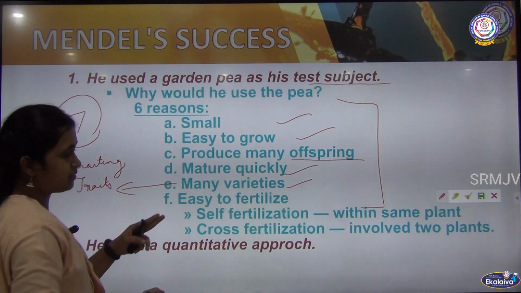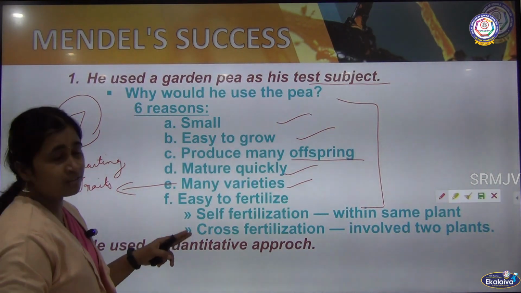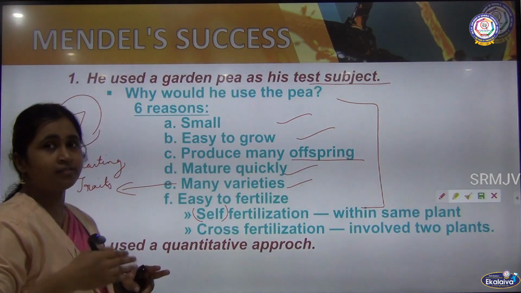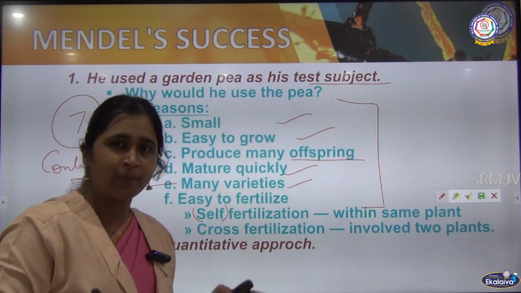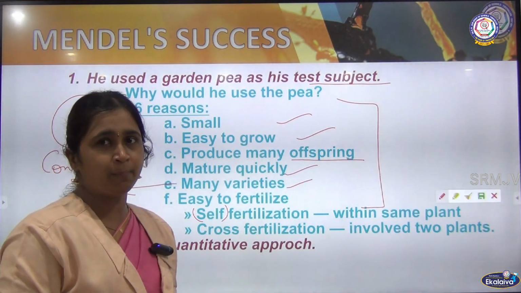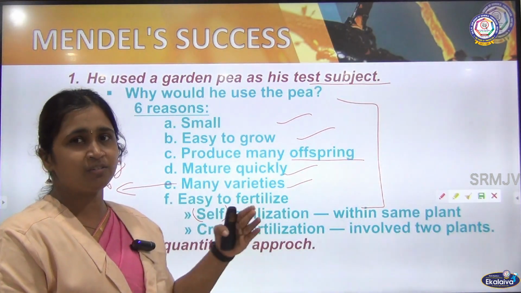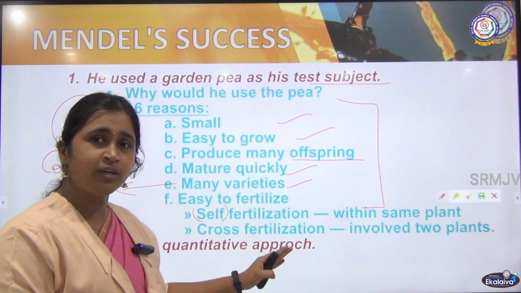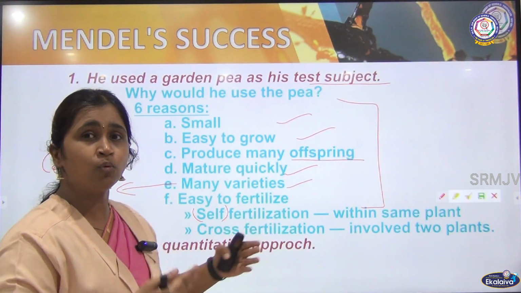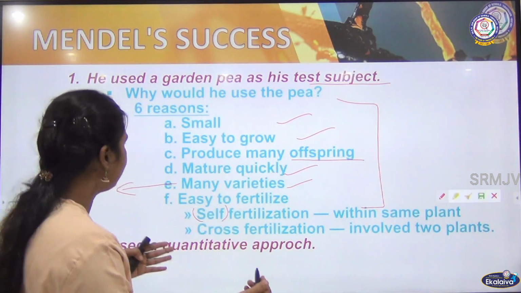Easy to fertilize, okay, self-fertilization as well as cross-fertilization. We know that in self-fertilization or self-pollination, in the same plant, both the male part and the female part will be there in the same flower. So, it is self-fertilization. Cross-pollination or cross-fertilization involves two different plants. So, this plant is adaptable in both conditions. So, this is another advantage.